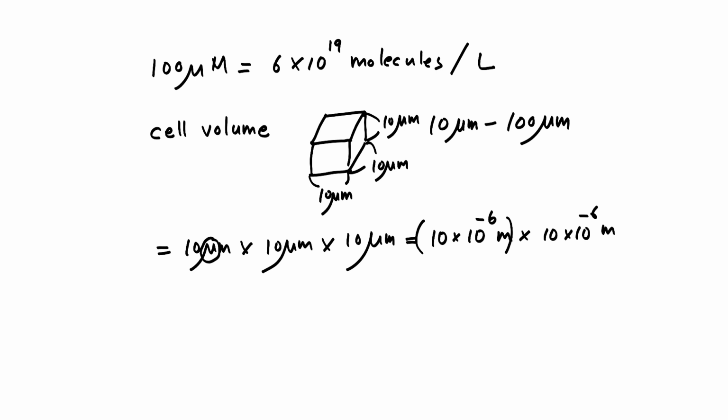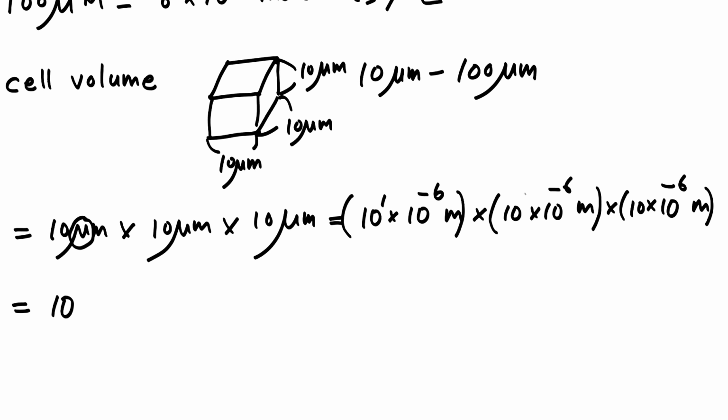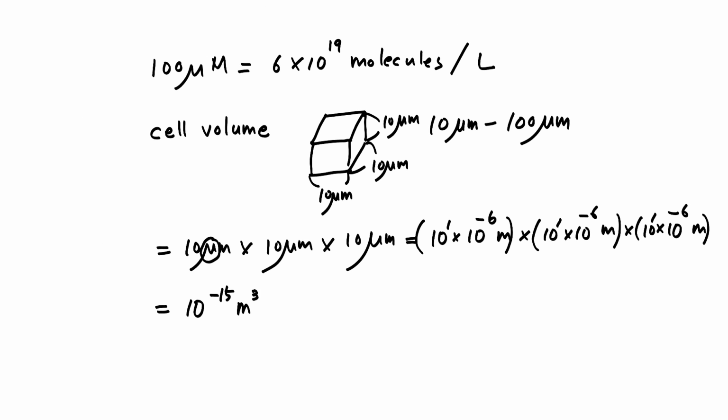Let me put parentheses just to make things more clear. Times 10 times 10 to the negative 6 meter, which is equal to 10. So this is 1, this is 1, this is 1. If you add all these exponents, we get negative 15, right? And our unit is cubic meter. So that's 1 cell volume, 10 to the power of negative 15 cubic meter.